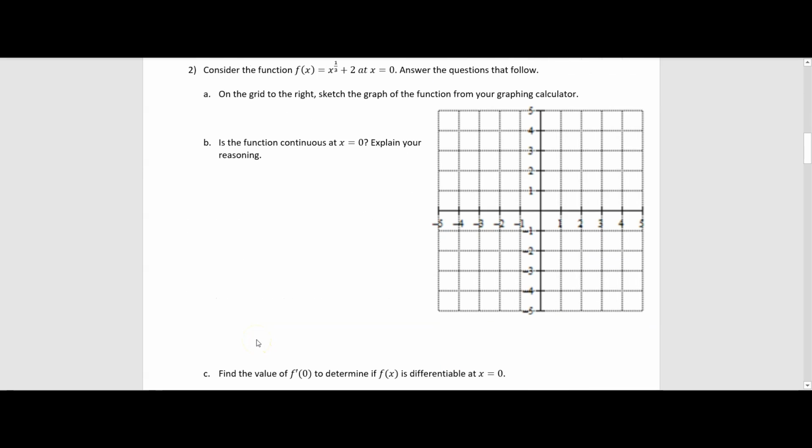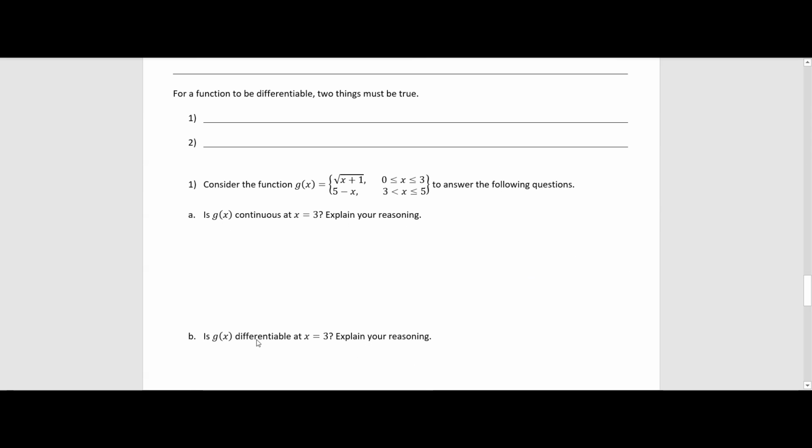So we're going to go down to question 1 here, where we have the function g of x. It's a piecewise function. And we have two questions. We're asked if g of x is continuous at x equals 3, and then we're also asked if g of x is differentiable at x equals 3. As always, I encourage you to pause the video, try the problem on your own, and then come back and see how you did.